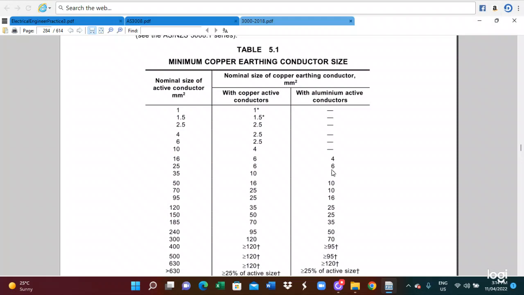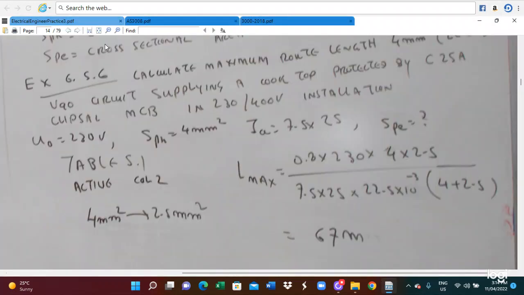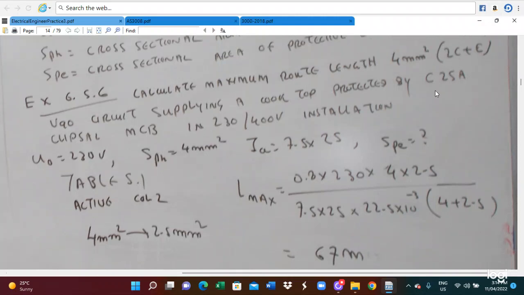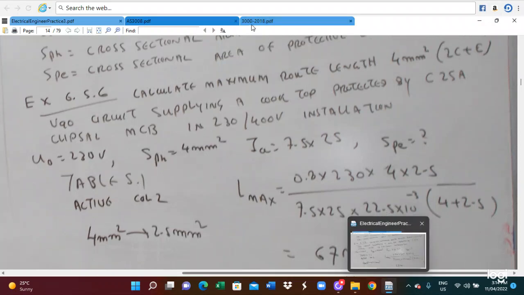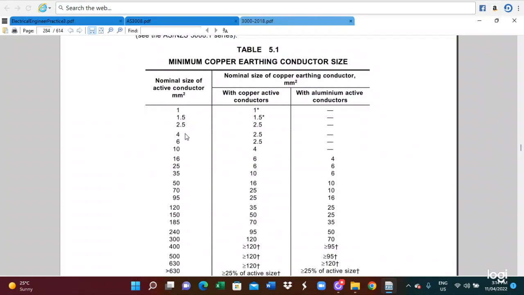So this is table 5/1. This is the cross-sectional area of the active conductor, for copper and for aluminum. The cross-sectional area of the active conductor is given as 4 millimeter square, so we find the 4 here. The earth conductor size is 2.5 millimeter square.